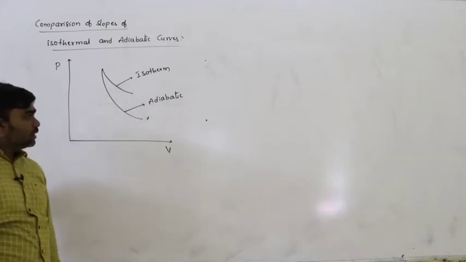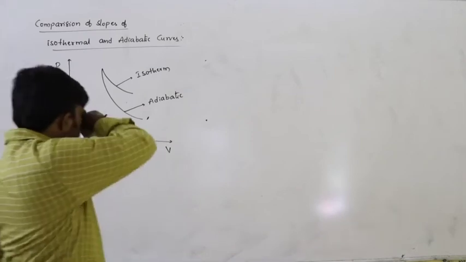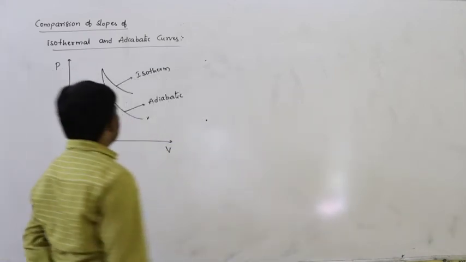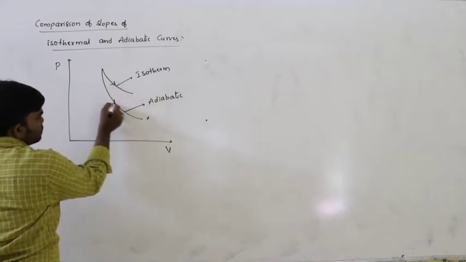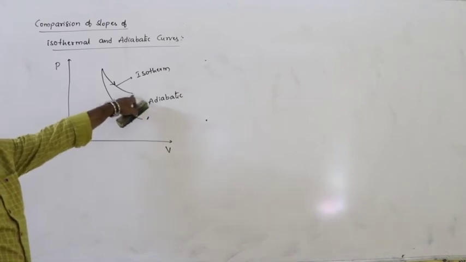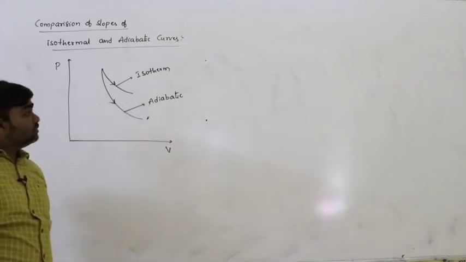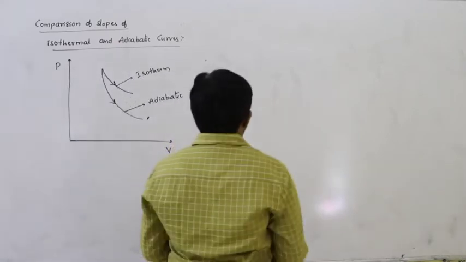How can you compare the slopes of these two? If you compare these two conditions, definitely the slope of the adiabatic curve is more than the slope of the isothermal curve.